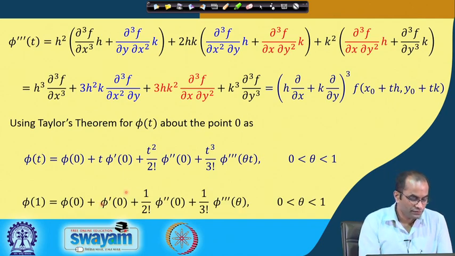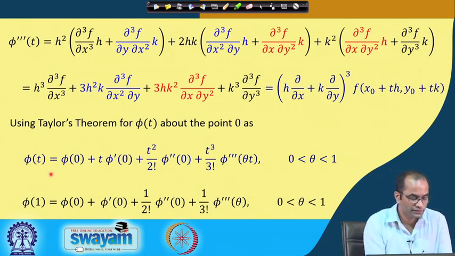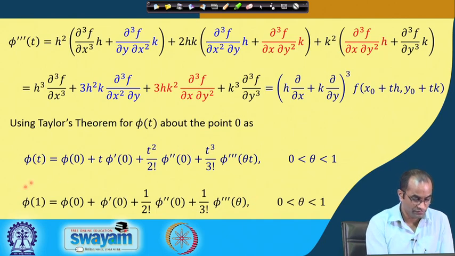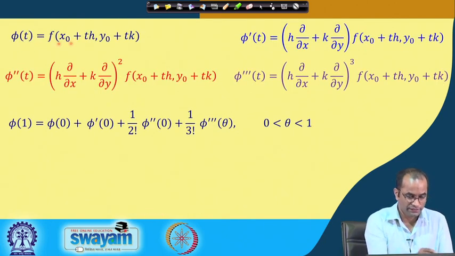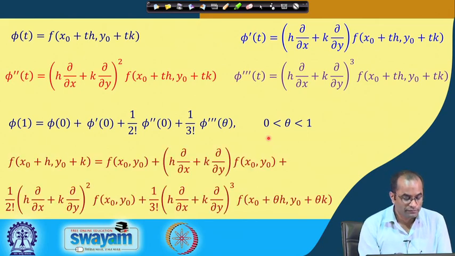And now, we will substitute t equal to 1 here, because t varies from 0 to 1, and this is true for any value of t. So, we have taken t equal to 1, and then we get here just theta. Now, we will substitute these phi's which we have computed. So, the phi t was this phi prime, phi double prime and so on, and this was because of Taylor's theorem of one variable.